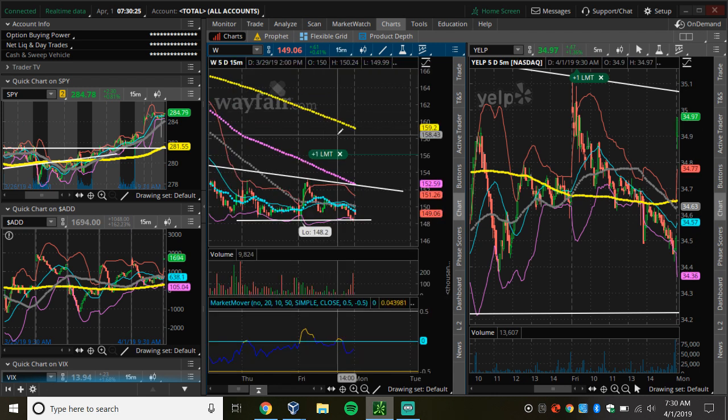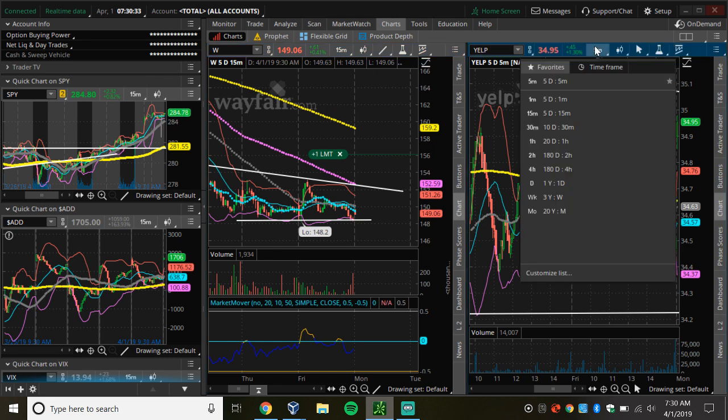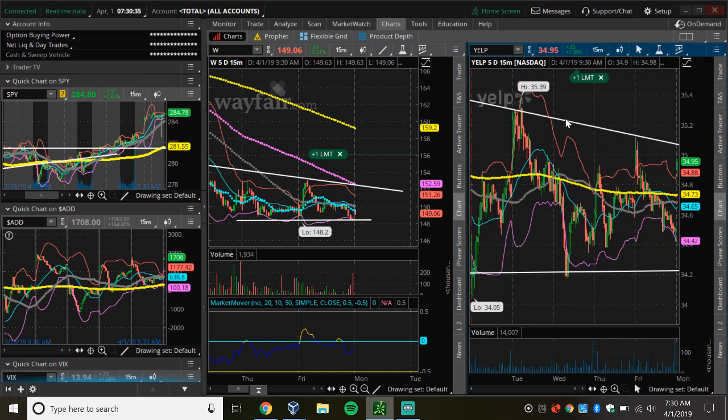So these are going to be day trades, by the way. These are going to be pretty quick. And Yelp is flying. It is above all those moving averages. Not the best trade, not breaking out yet. It's coming up to this trend line though. 35 is that trend line, so keep an eye out for that.